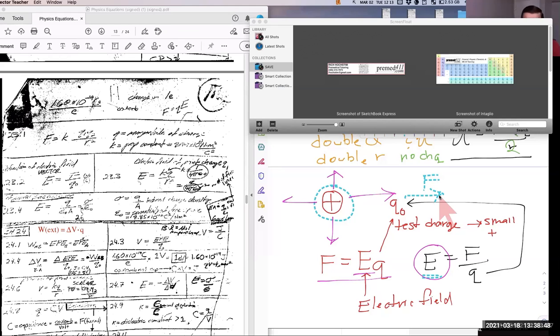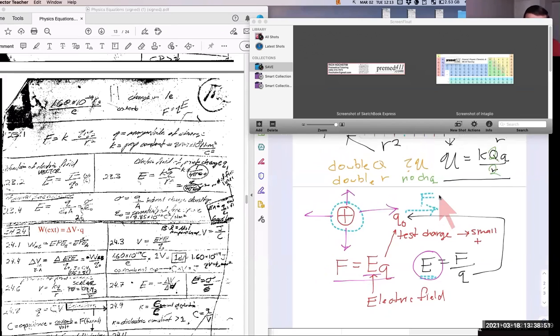Now, if we have a negative charge like this, make it blue, then the electric field is going to be going in this direction because there will be an attractive force. And what's important here is that this is one of the definitions for an electric field.